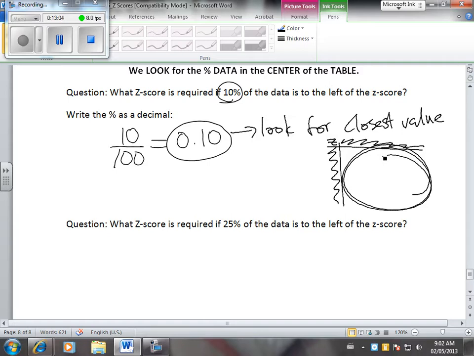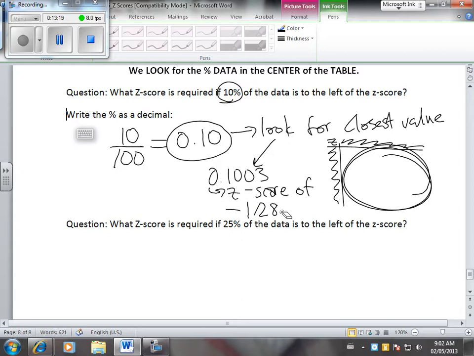So the closest value is 0.1003. And this is a z-score of negative 1.28. And remember, if you find 0.1003 on your z-table, first go out to the left and you'll find that that's negative 1.2, and then go up to the top and that's 0.08. Okay, so that's your z-score.